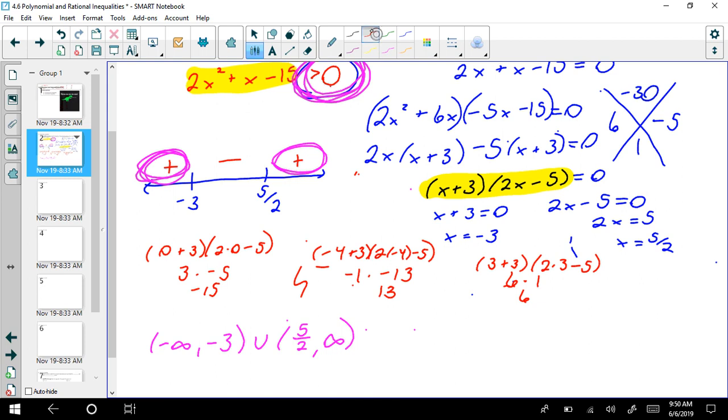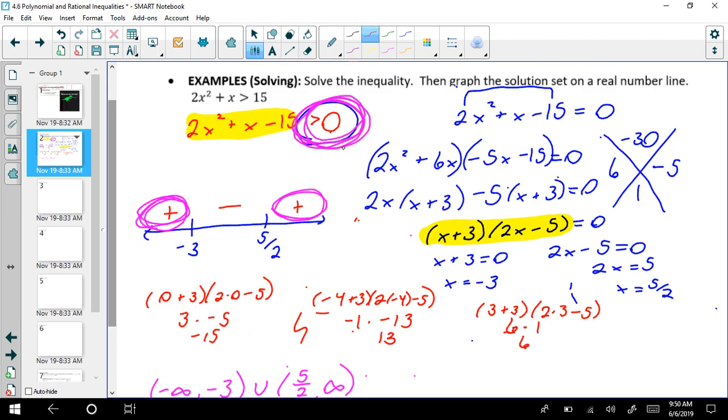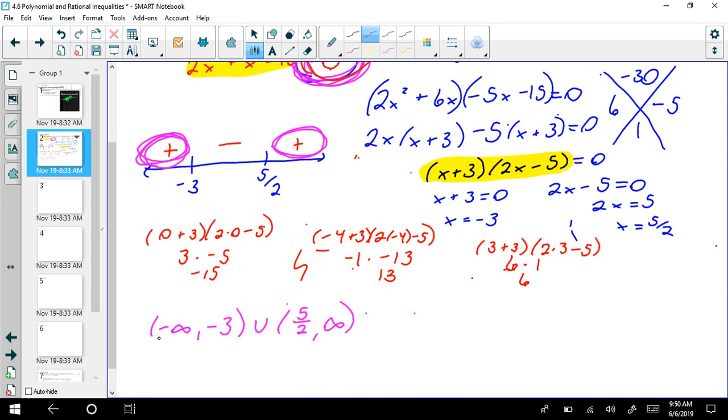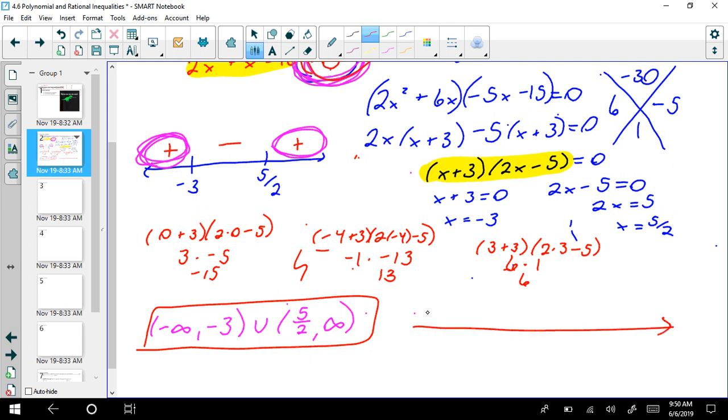Well, if I look at the problem, see how it was just greater than? It did not have the equal to bar, meaning I don't want to include the numbers. So this is my answer. Anything in these intervals will cause me to get answers out bigger than 0. That's what that means. If it wanted me to make my graph on a number line, it's been a while since we've done this, but hopefully it will come back to you.